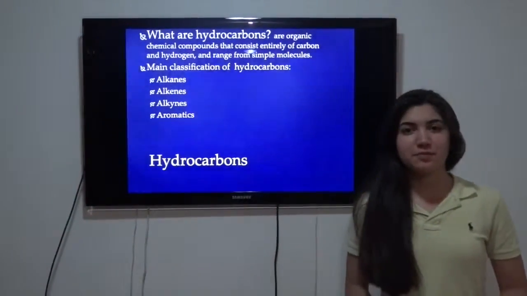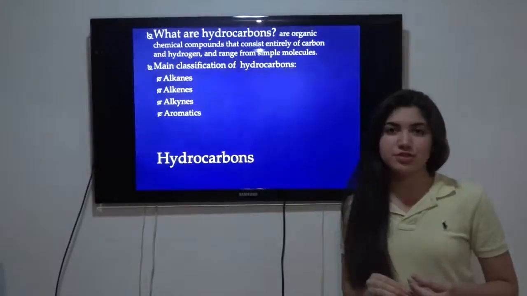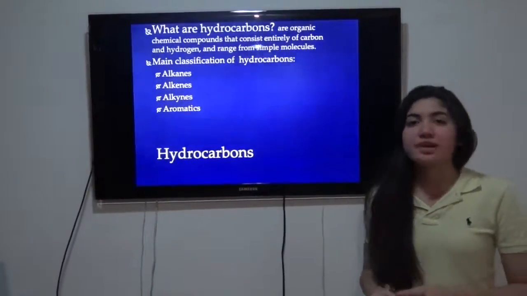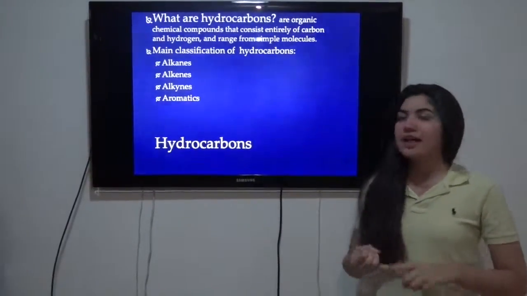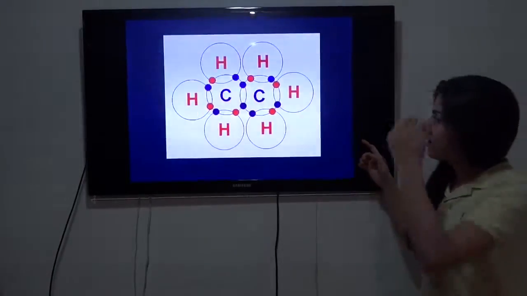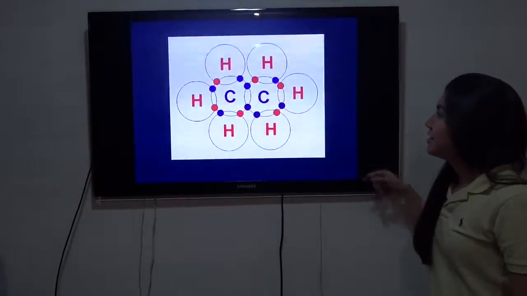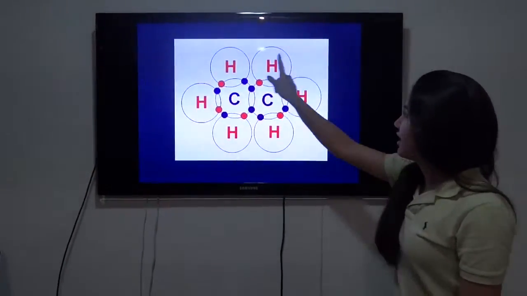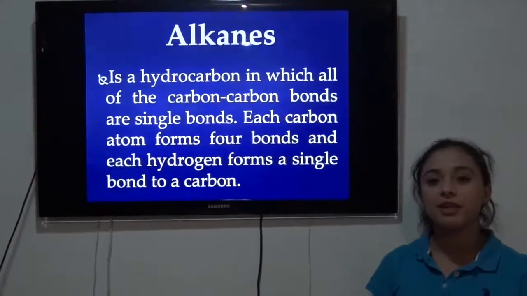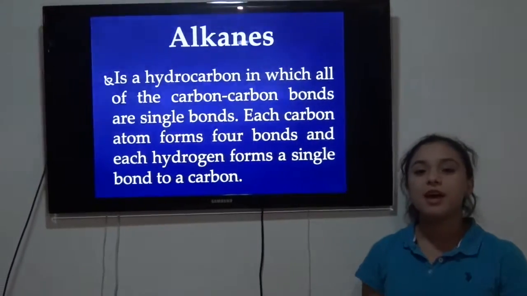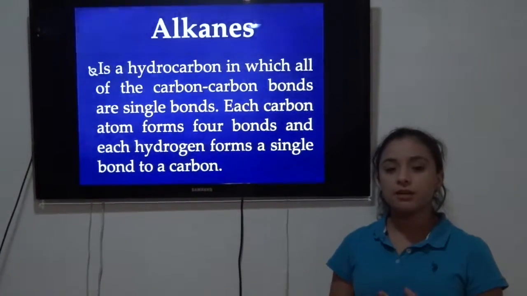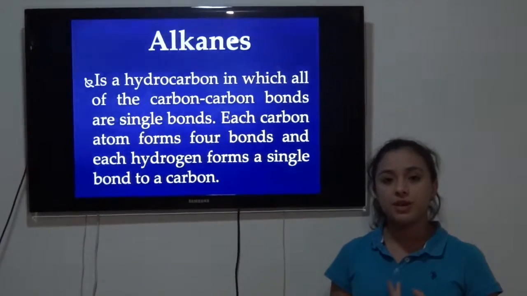Hydrocarbons are organic chemical compounds that consist entirely of hydrogen and carbon atoms and range from simple molecules. The main classifications of hydrocarbons include alkanes, alkenes, alkynes, and aromatics. This is an example of a hydrocarbon. You can see carbon-carbon and hydrogen around. Alkanes are a type of hydrocarbon that is formed only by single bonds. Carbon has the ability to form 4 bonds, and hydrogen forms 1 single bond attached to a carbon.